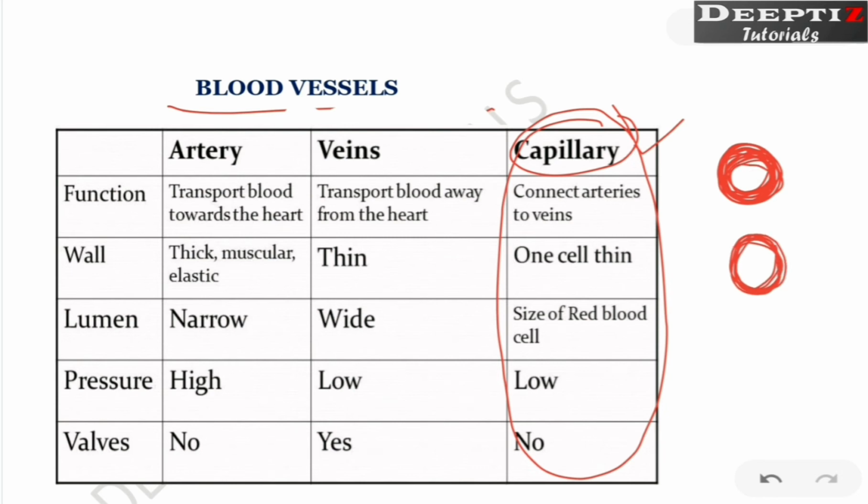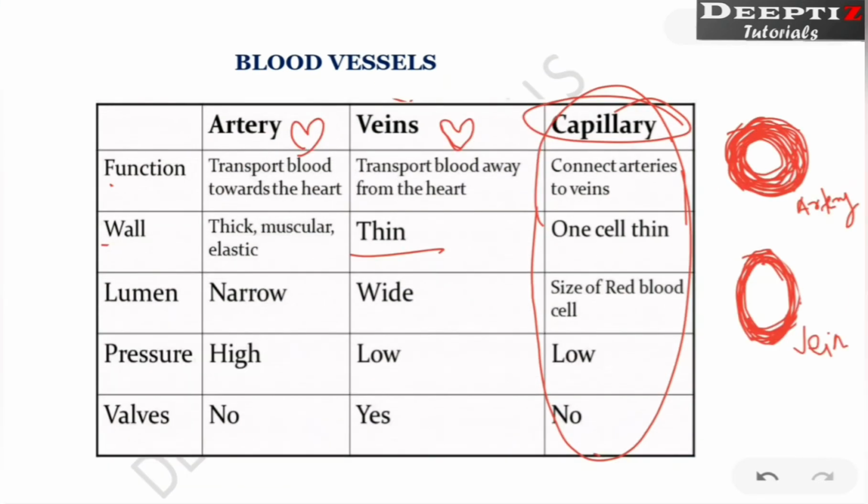Are you able to see some difference in these two? This is actually the artery and this one is the vein. Now let's see what is the difference between artery and vein. So you have to be careful in this function. These points got exchanged due to a printing mistake or just a typing mistake.